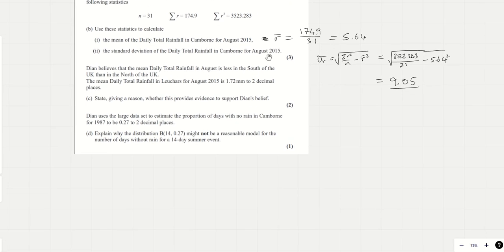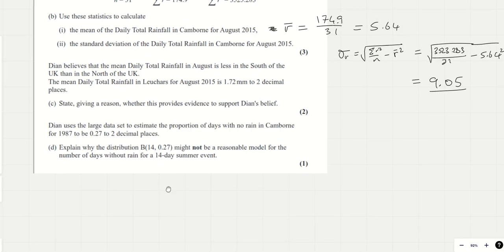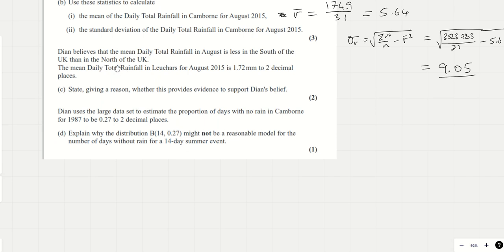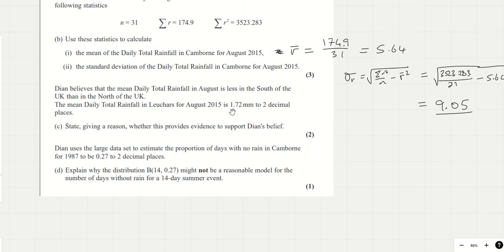Right, Deanne believes that the mean daily total rainfall in August is less in the south of the UK than in the north of the UK. The mean daily total rainfall for Leuchars is 1.72 millimetres to 2 decimal places. State, giving a reason, whether this provides evidence in support of Deanne's belief. Well, Leuchars is in the north, so Leuchars is north, and Camborne is south.